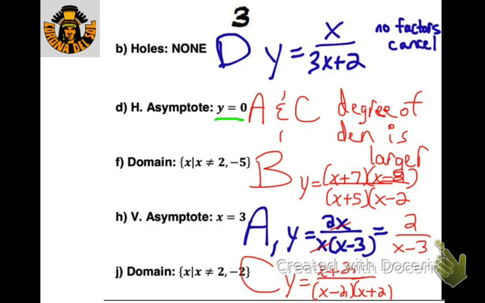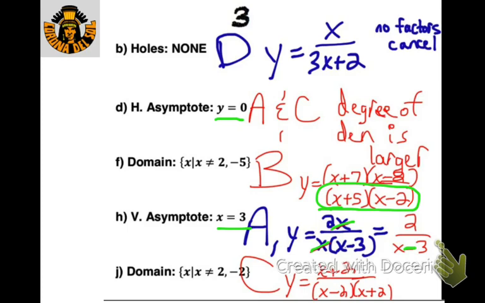The domain saying that x can't be 2 or negative 5, that's function b, because when you look at it, you can tell that that's what causes the denominator to equal 0, is 2 and negative 5 right here. So that means that's not going to be part of the domain, so it's all the x's except for those numbers. And then the vertical asymptote, x equals 3, function a, because when you cancel out the x's, you can tell there's still an x minus 3 on the bottom, so that means there's a vertical asymptote there.